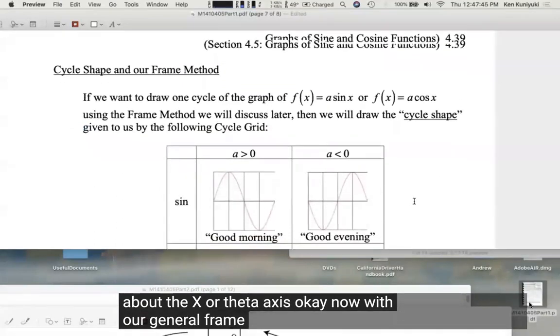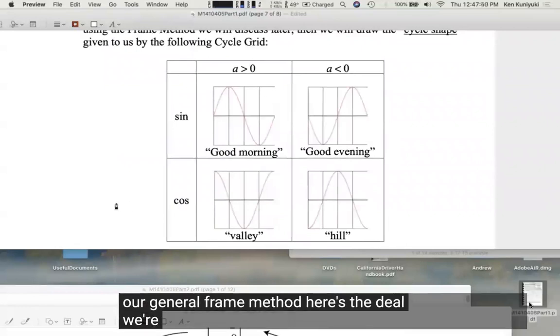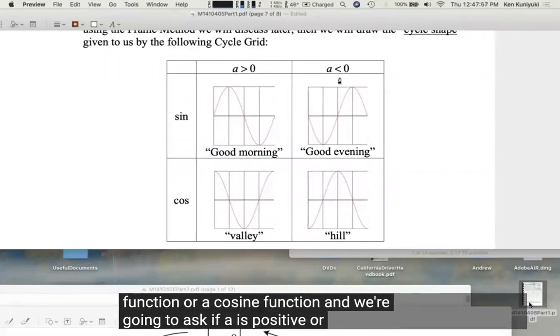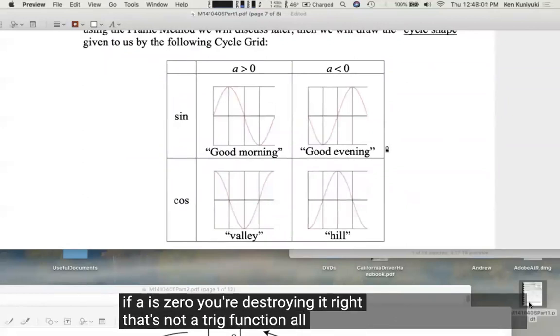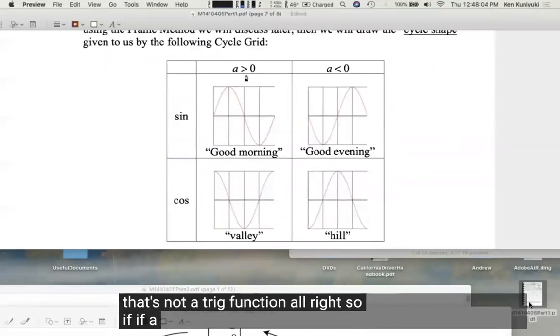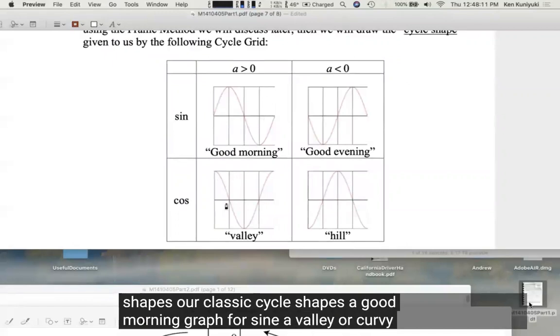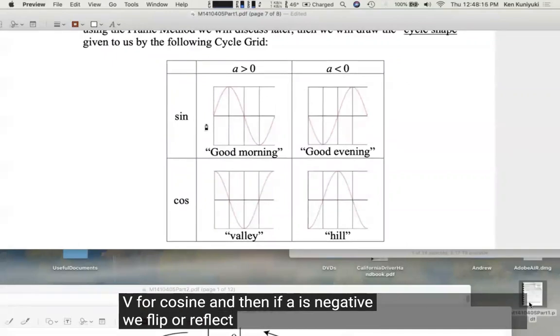Now, with our general frame method, here's the deal. We're going to ask if we have a sine function or a cosine function, and we're going to ask if A is positive or negative. If A is 0, you're destroying it, right? That's not a trig function. All right, so if A is positive, we have our classic cycle shapes. A good morning graph for sine, a valley or a curvy V for cosine. And then if A is negative, we flip or reflect about the horizontal axis, this middle line.